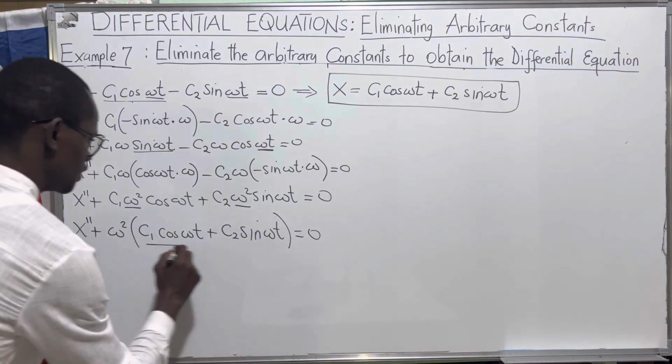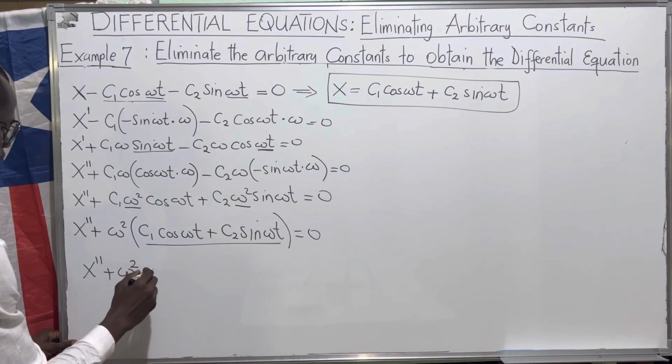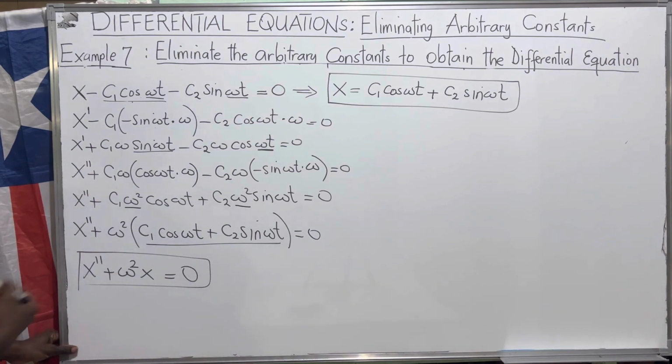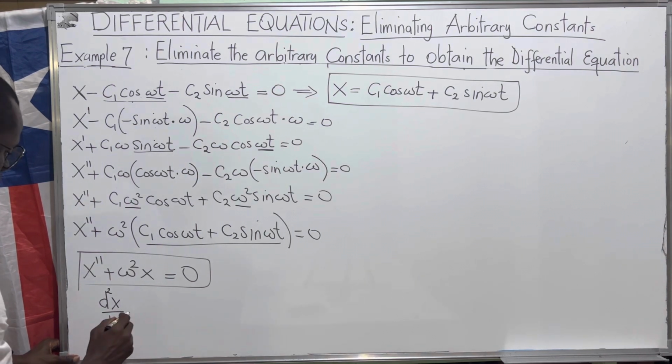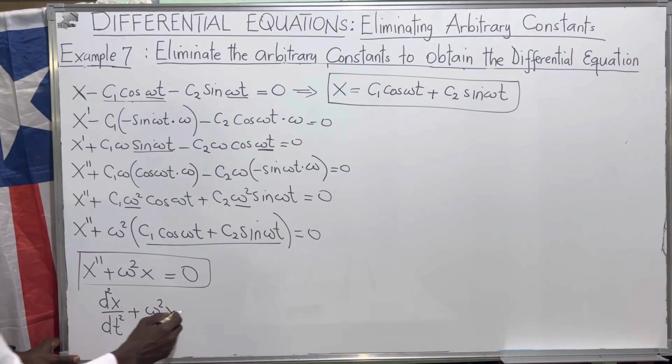So anywhere we see this expression, we're going to write x. So this is our differential equation. It can be rewritten as dx. Now remember, we have the variable t for this problem, so we can have d2x all over dt square plus omega square x equals 0.